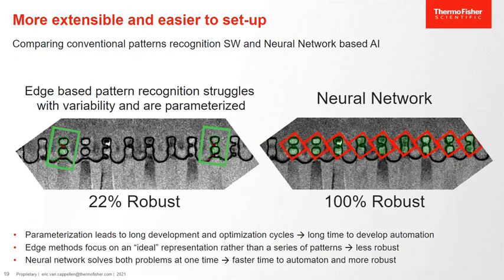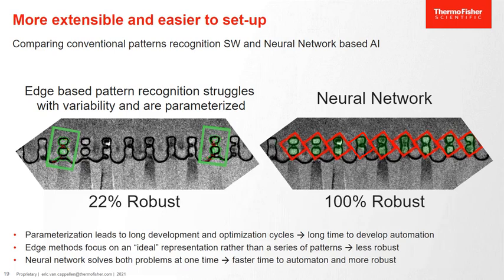How does AI compare to conventional pattern recognition algorithms? Here we use a bright field TEM image of GAAs, gate-all-arounds. On the left-hand side, we used a software package called Cognex, and we had to put in a bunch of parameters to try to explain what gate-all-arounds are.